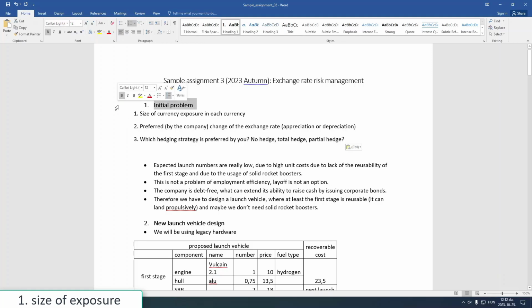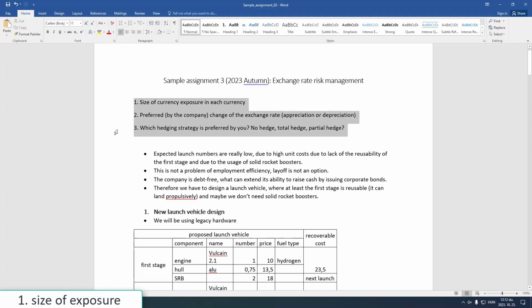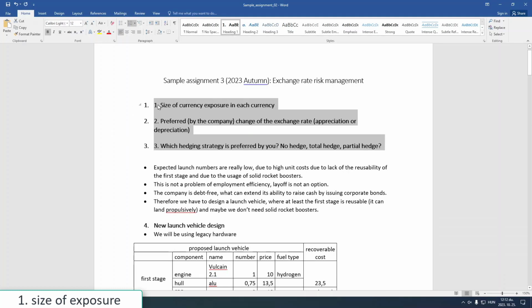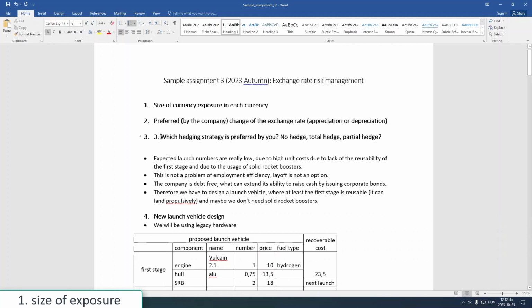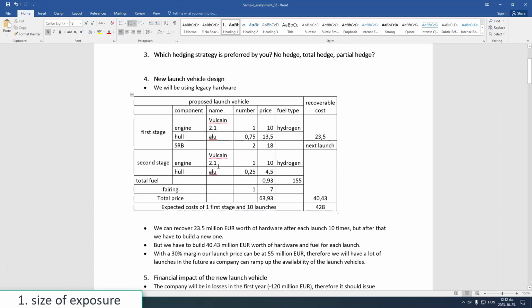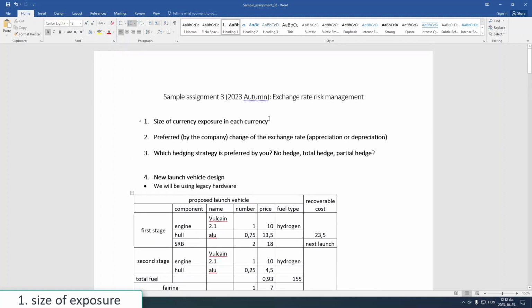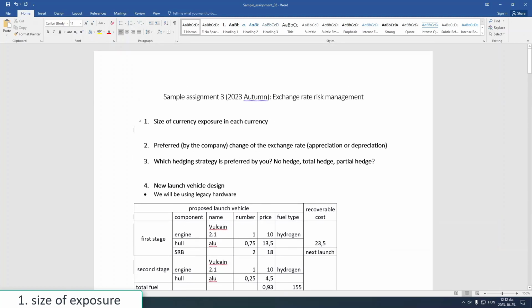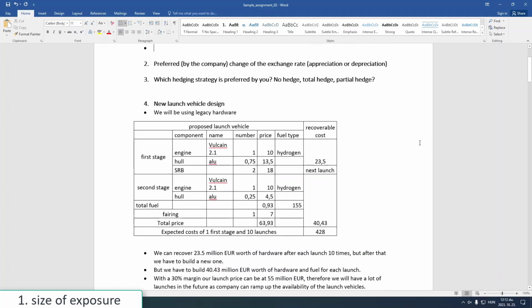So instead of finishing our problem, now these three things will be heading 1. Okay, so there is excess numbering here. This is also deleted. I still keep the new launch vehicle design because this is what will generate the exposure for us right now. So, size of currency exposure in each currency.